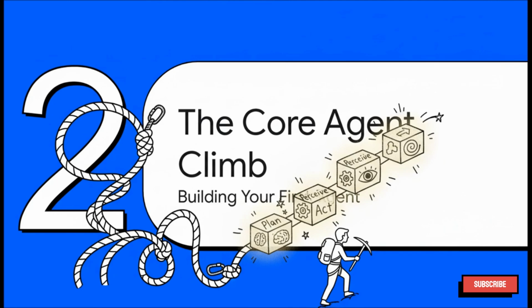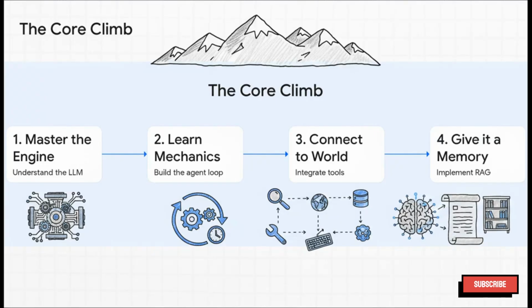Okay, gear check complete. We're ready. Now it's time for the main event, the core agent climb. This is where the real fun begins. In this section, we're going to climb through the 4 key modules you need to build your very first real working agent. So here's our route, our path up the mountain. It's a 4-stage climb, nice and simple.